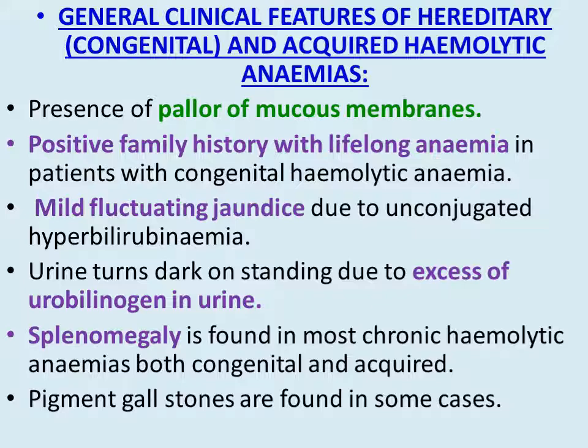So let us see: pallor of mucous membranes, positive family history with lifelong anemia in congenital hemolytic anemia, mild fluctuating jaundice, urobilinogen in urine, splenomegaly, and bile pigment gallstones.